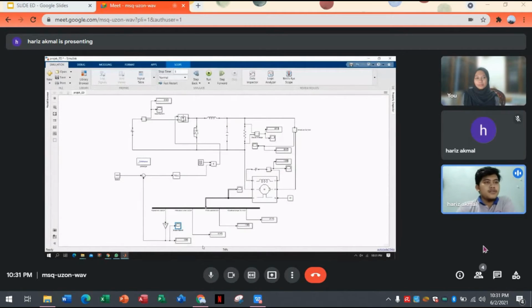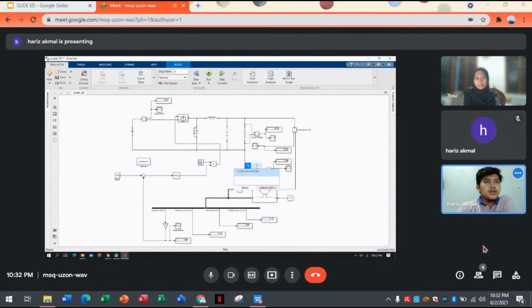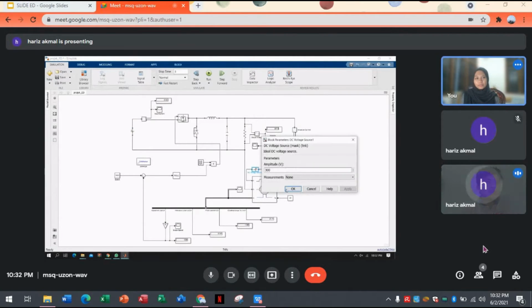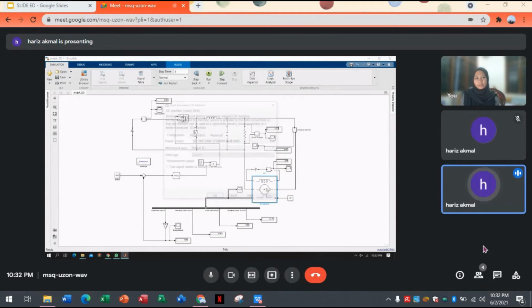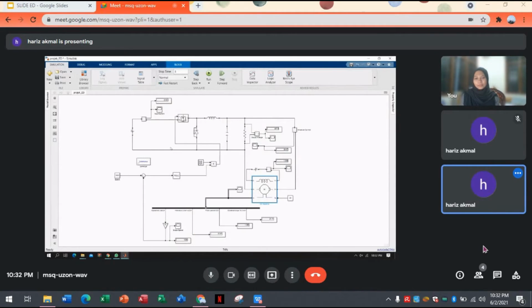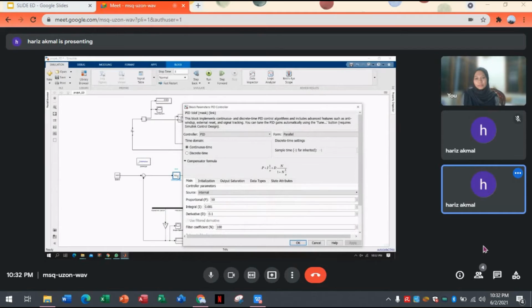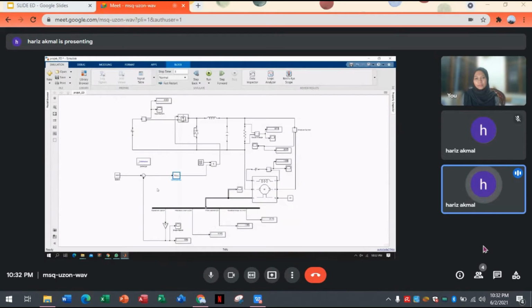This is our circuit for the simulation, with the reference speed 1600. Next, our input torque is 20. Input voltage 240 volt. Field voltage 300 volt. We just follow the preset of the DC motor. And lastly, our PID setting. And then we will run it.